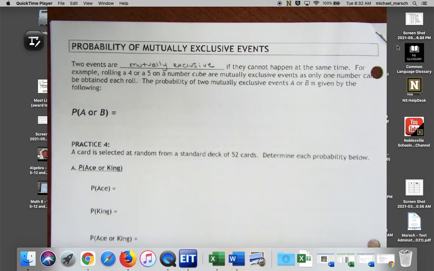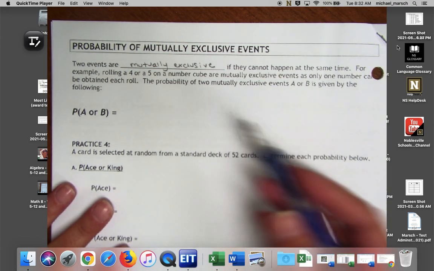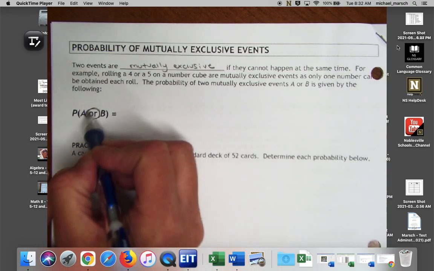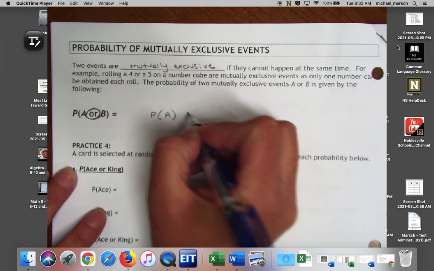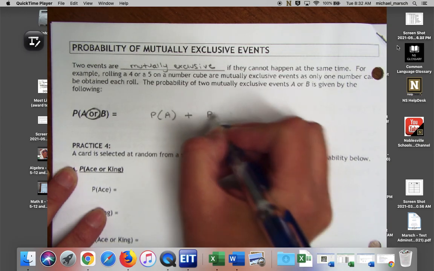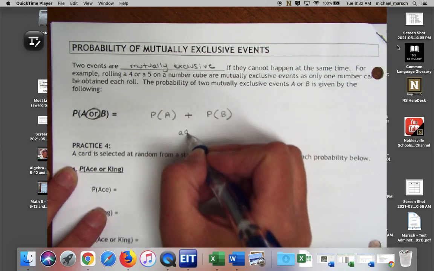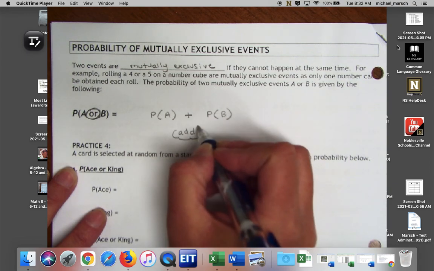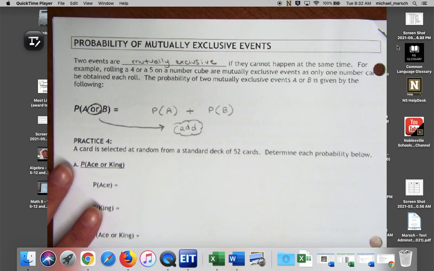The probability of two mutually exclusive events, A or B, is given by the following. Notice we have the word or here. Everybody see that? Probability of A plus probability of B. So as soon as we see that word or, now we're going to add. Up until now we've been multiplying the events. Now we're going to add them.